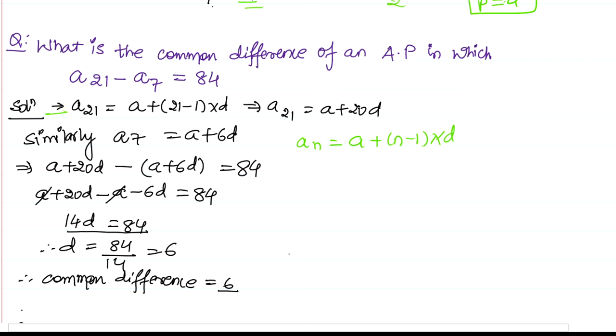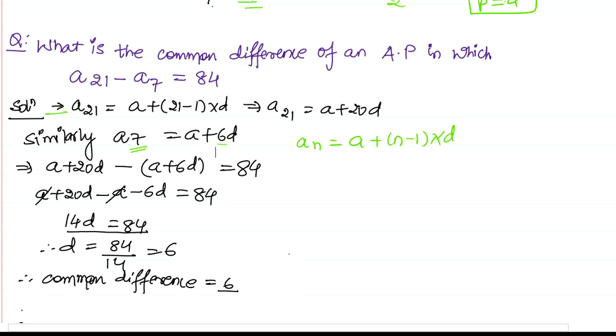Similarly, what will be the value of A7? It will be A plus 6D. Please remember, whatever is the number over here, the coefficient of D will be 1 less, so I can directly substitute. So it's A plus 6D. Now it says the difference is 84. So it's (A plus 20D) minus (A plus 6D) is equal to how much? 84. Expand the bracket: A plus 20D minus A minus 6D.